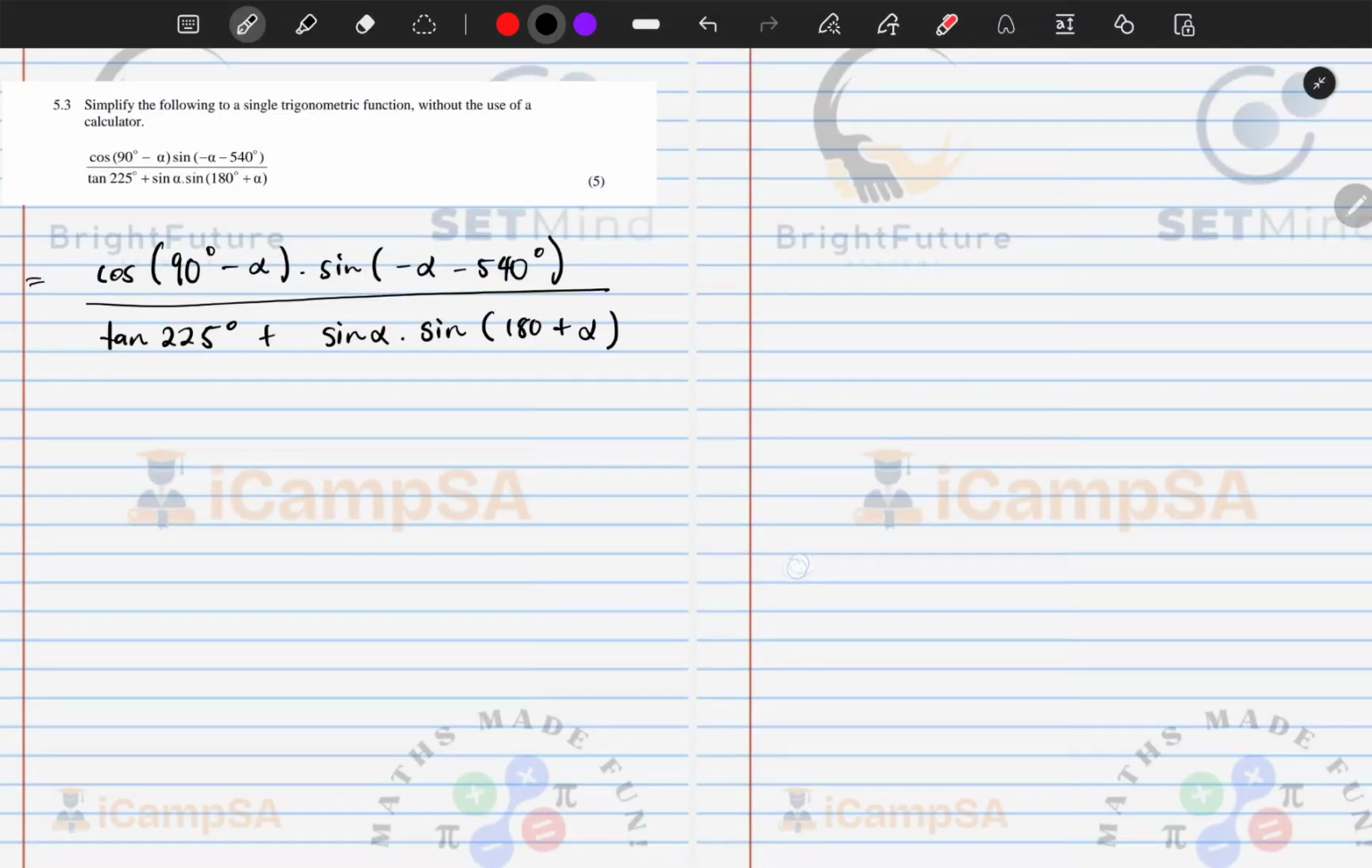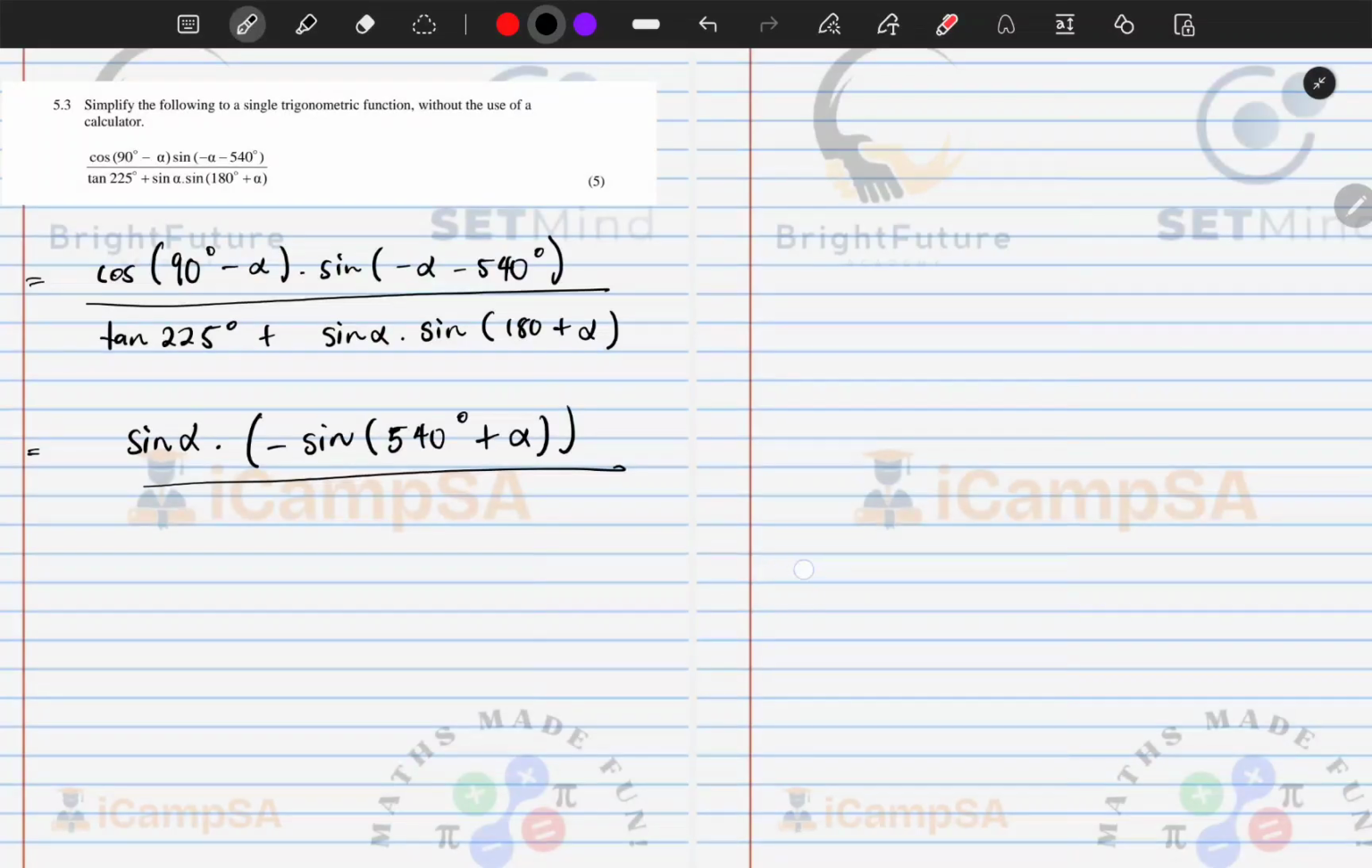Right, so let's go ahead and do this. Your cos(90 minus alpha): cos 90 is a cofunction and it changes into becoming a sine, so you are going to have your sine alpha. And then this one, I'm going to remove the negative, so I'll just put a bracket. I'm going to have sine into (540 degrees minus alpha). Nope, it should be positive, yeah, it should be positive alpha, and then close brackets, over.